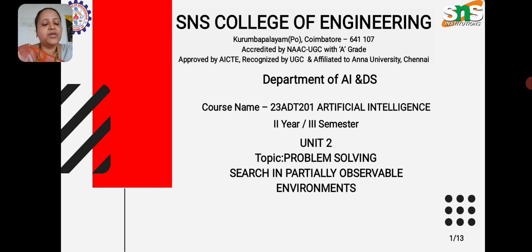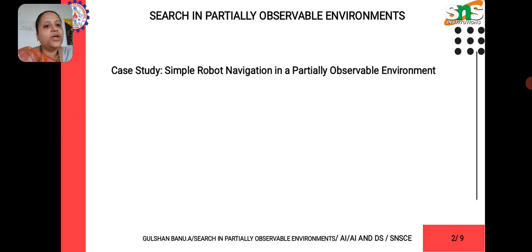So today I'm here with a new topic, and that topic is from Unit 2, problem solving. The topic that I'm going to take today is search in partially observable environment. So we'll see what all the methodologies and the processes are that are executed in search in partially observable environment. Okay, now we'll start with a case study related to simple robot navigation in a partially observable environment.